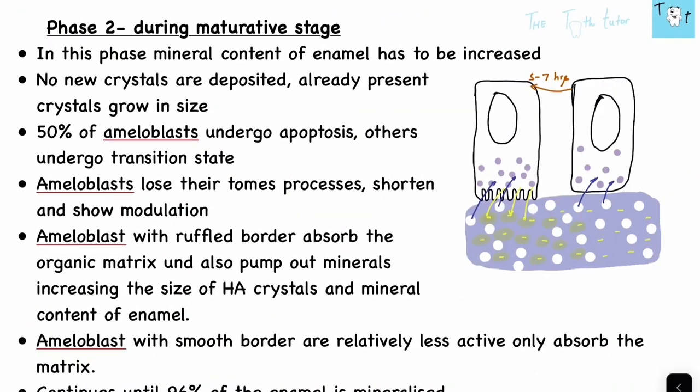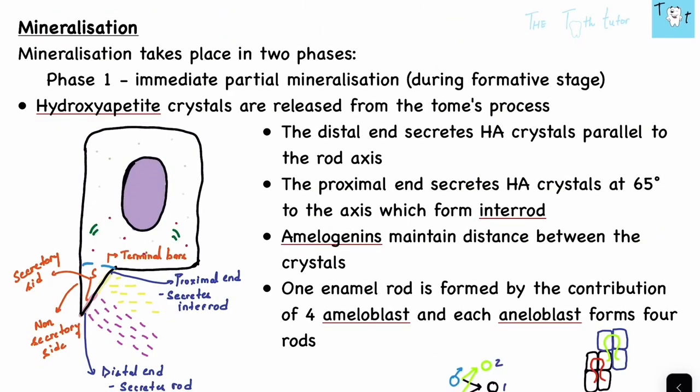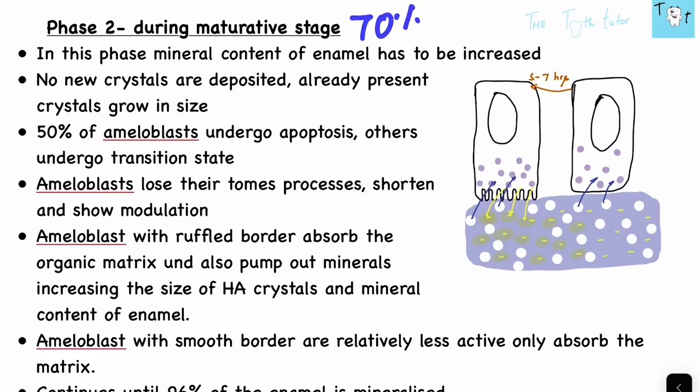Okay. Now, phase two. What happens in the second phase of mineralization? So remember, in the first phase, we just laid down hydroxyapatite crystals. We laid one form of crystals parallel to the rod axis, and we laid another crystals at 65 degrees to the rod axis. Okay, so we laid rod and interrod. Now the main mineralization, the 70% of mineralization will take place during the maturative stage. And what happens in this phase is mineral content of the enamel has to be increased. So we are not pumping in more crystals, we are simply increasing the crystals in size in this stage. No new crystals are deposited. The already present crystals grow in size.